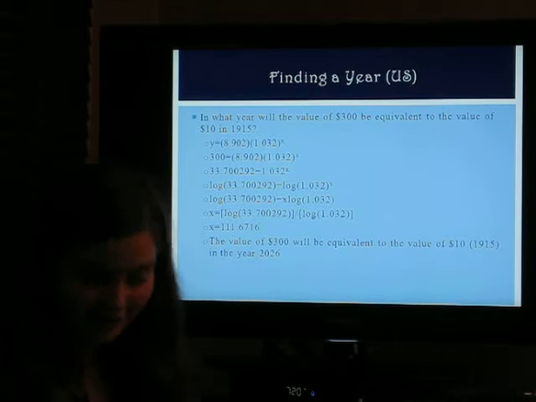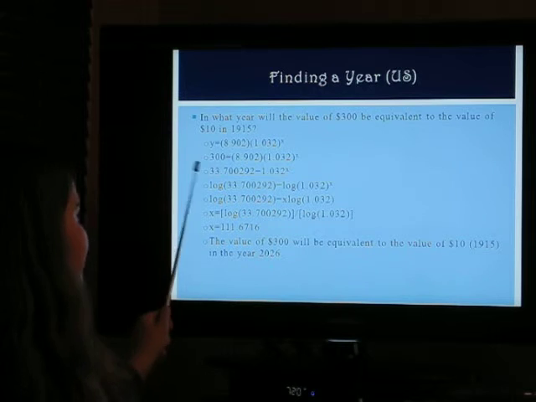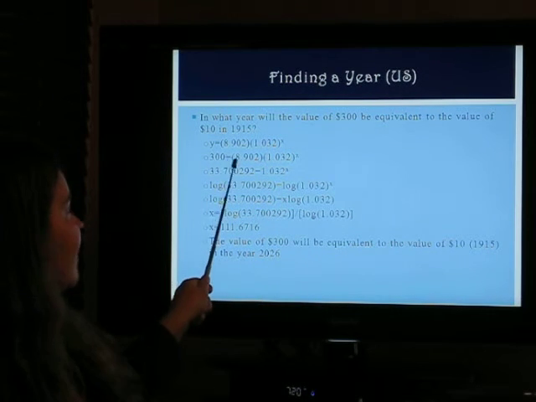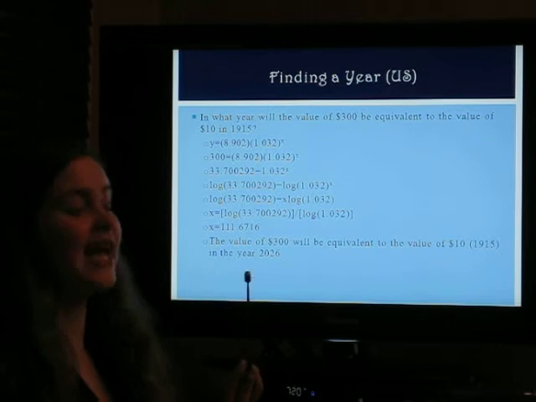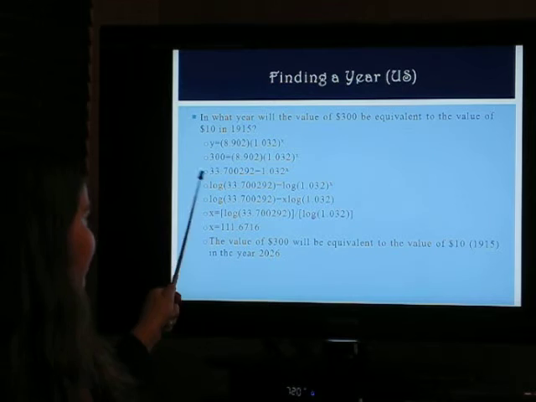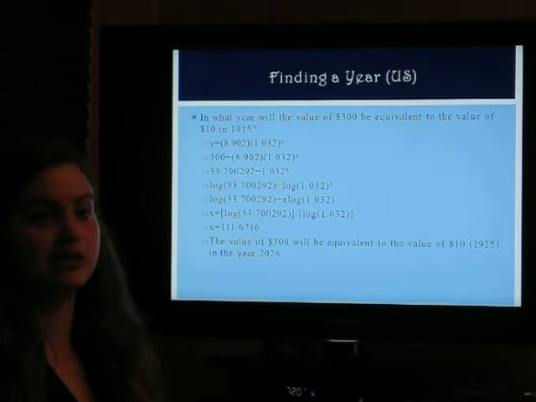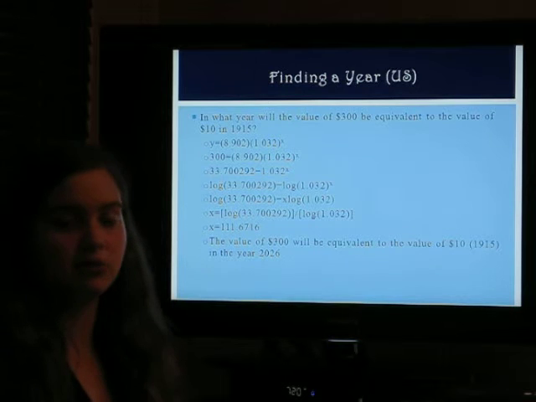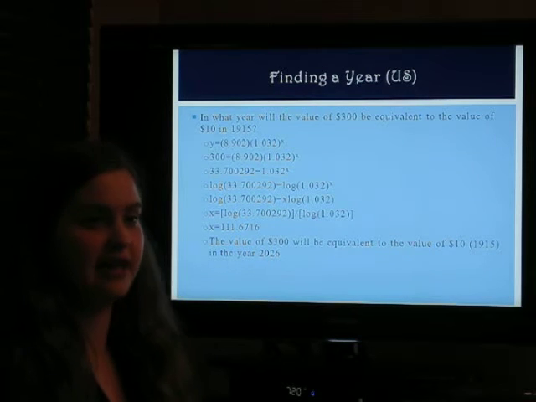That's the value we're going to need to be solving for. The first step in the solving process, in isolating the variable, is to divide both sides by 8.902. So we do this and we get 33.700292 equals 1.032 to the power of x.